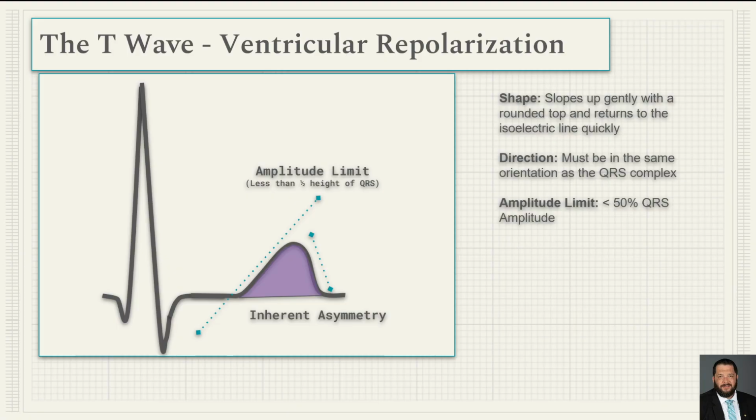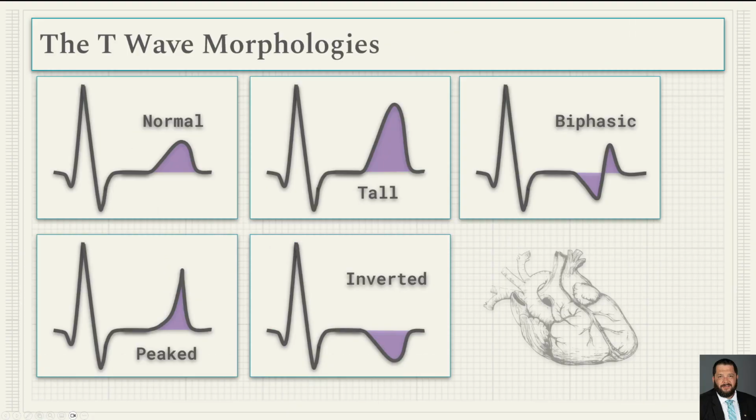A normal T wave should be in the same direction and the same orientation as the QRS complex, with an amplitude limit of half of the total amplitude of the QRS complex. This means that an appropriately sized and shaped T wave should not be more than half of the height of the QRS complex overall. Now, much like the QRS complex, the T wave can have specific morphologies, and these are linked to various pathologies that we'll discuss further in 12-lead interpretation.